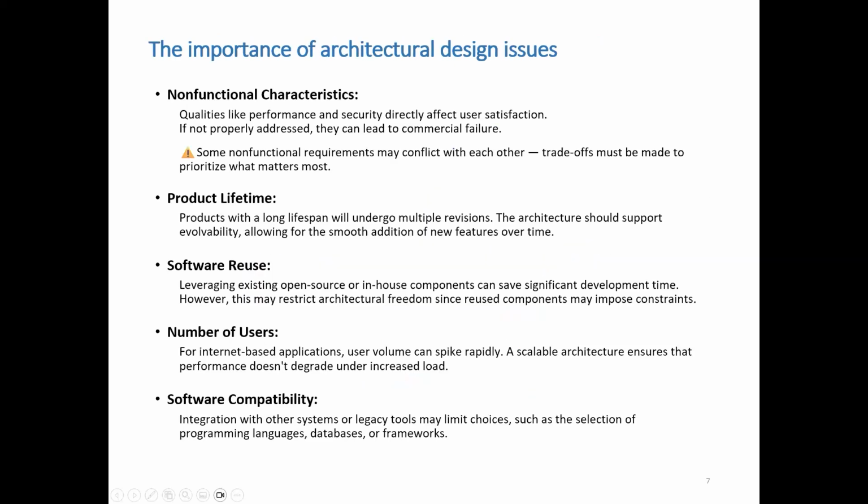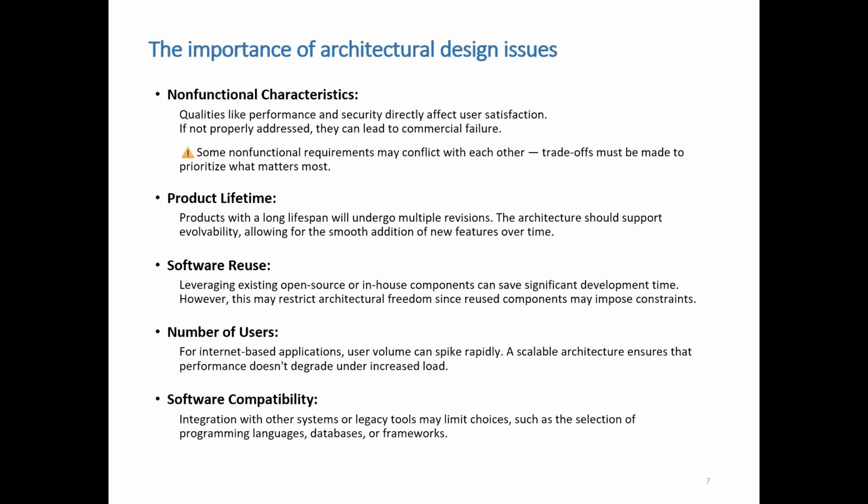Now let's talk about how real-world considerations shape architectural design. We will start with non-functional characteristics, like performance and security. These impact everyone using your system. If you don't get them right, your product might never succeed commercially. The tricky part is that sometimes these qualities can conflict. For example, improving security might hurt performance. So you will need to prioritize based on your product's context.